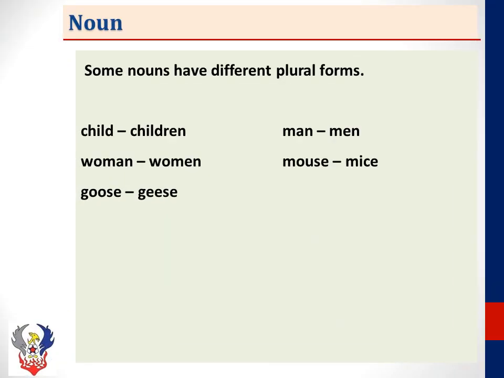Some nouns have different plural forms. Child, children. Man, men. Woman, women. Mouse, mice. Goose, geese.